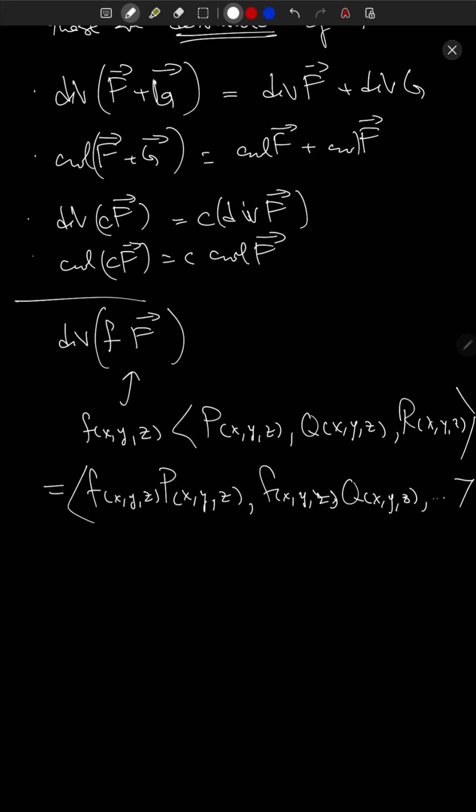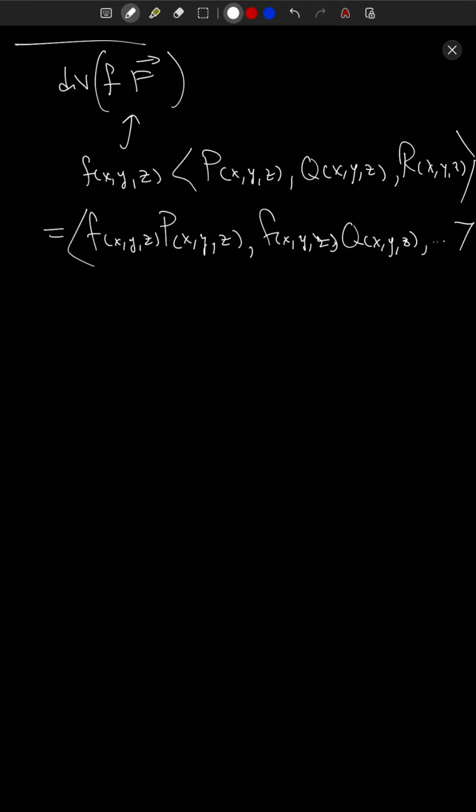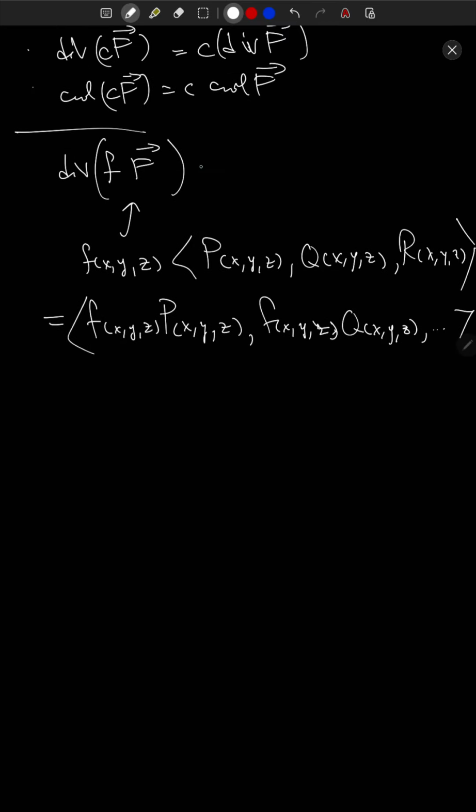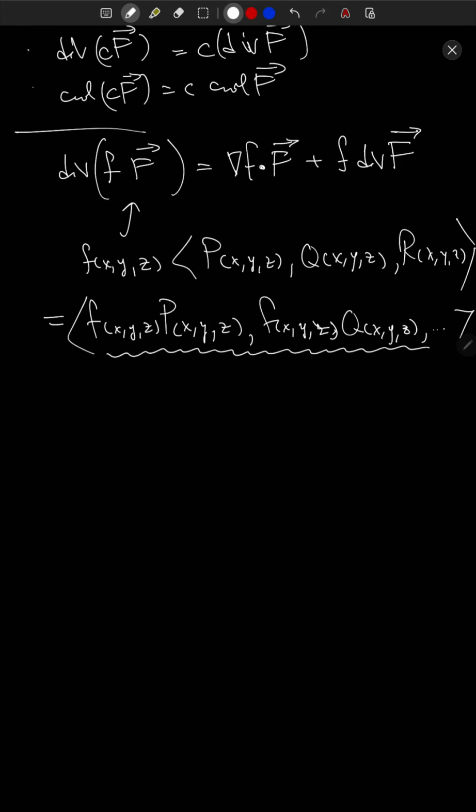All right, so it makes perfect sense to multiply a function to a vector field. Okay, so the divergence of this is going to be very much like the product rule. So this is going to turn out to be gradient of f dot capital F, plus f times the divergence of capital F. And why is this true? You can just write it out. Just use this expression right here, take the divergence of it, and you'll see literally this pop out.